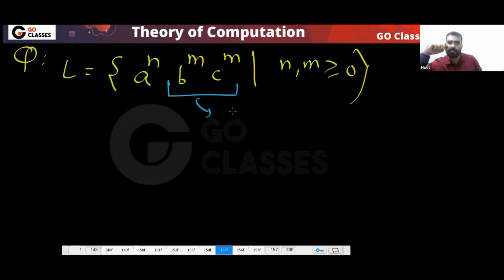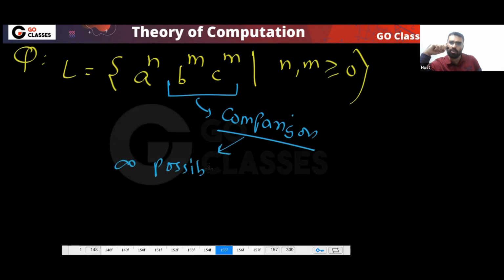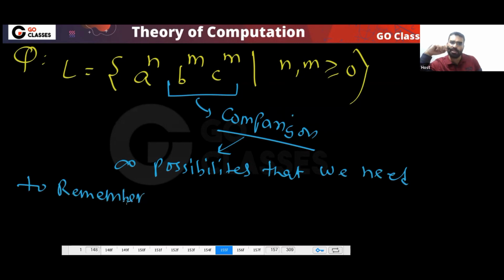So there is a comparison. But what is the important thing? Comparison is fine. After this comparison, can you give me the infinite possibilities that we need to remember? Yes, those infinite possibilities are like this: any number of A, then B.